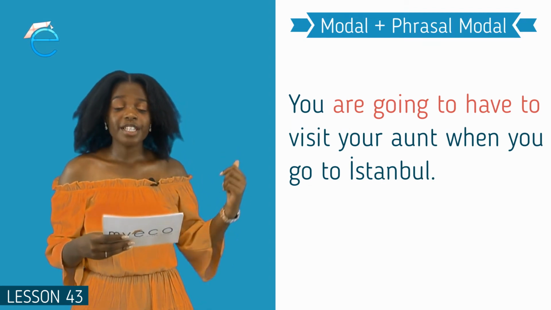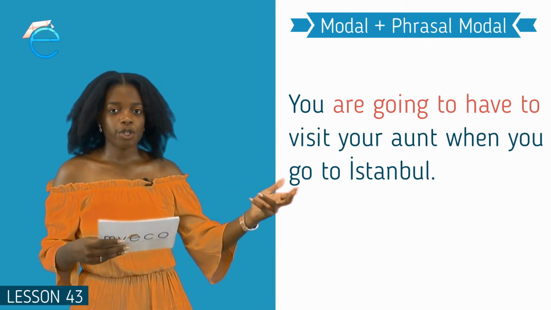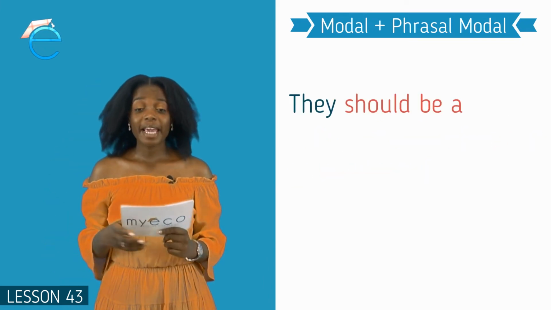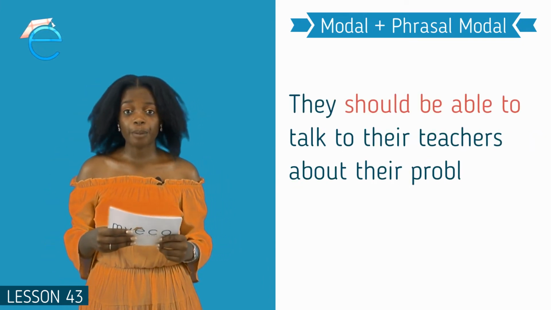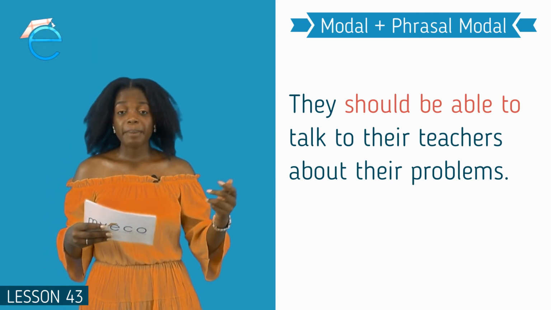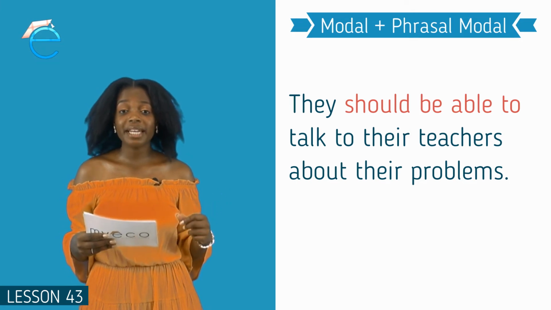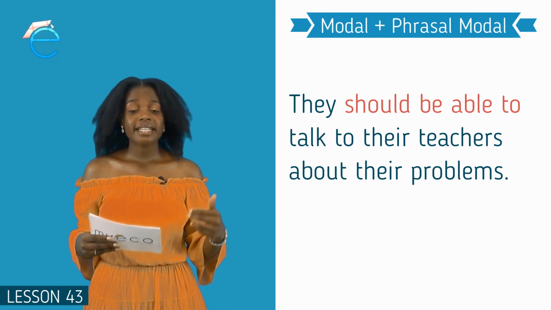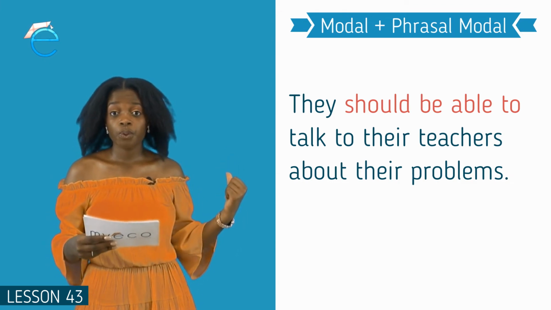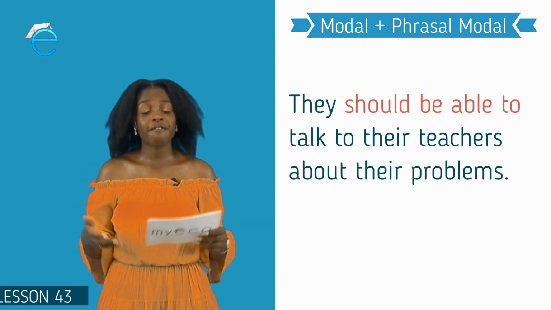Again, all these three examples I've given have shown things to do with happening in the future. But let's have a look at this last example. They should be able to talk to their teachers about their problems. This is not a sentence speaking for the future, but speaking generally. But even here we can see we have the combination of modal plus phrasal modals. Look closely. We have should, which is our modal, and be able to, which is a type of phrasal modal.